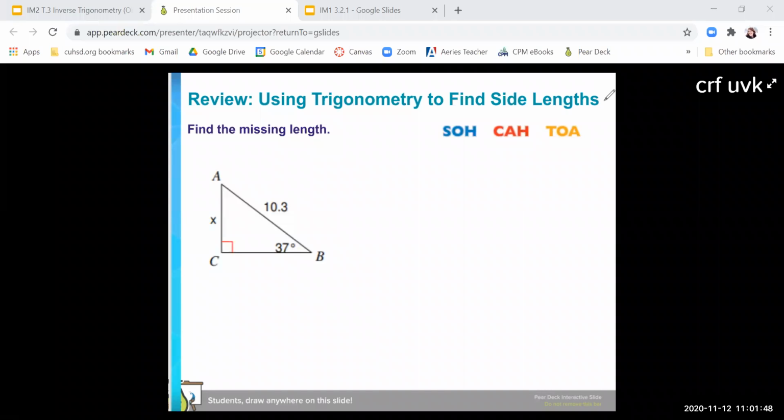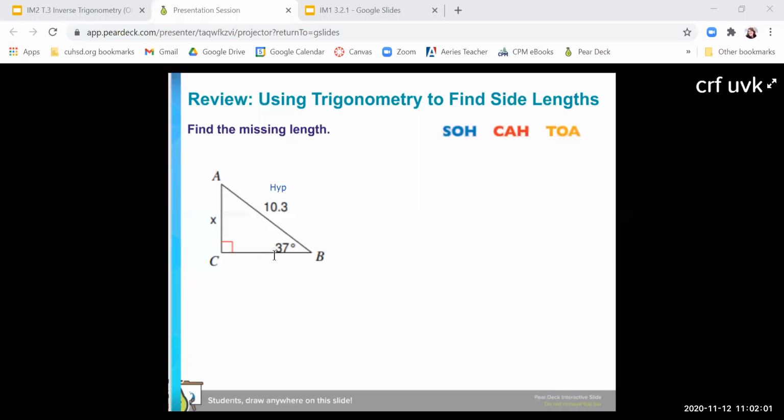Remember, when you're labeling the opposite, adjacent, and hypotenuse on your triangle, the hypotenuse is always opposite the right angle. It's the longest side. But remember the two sides that form the theta, the angle that we care about, the 37 degrees in this one, are always the hypotenuse and the adjacent, which leaves this side over here as the opposite.